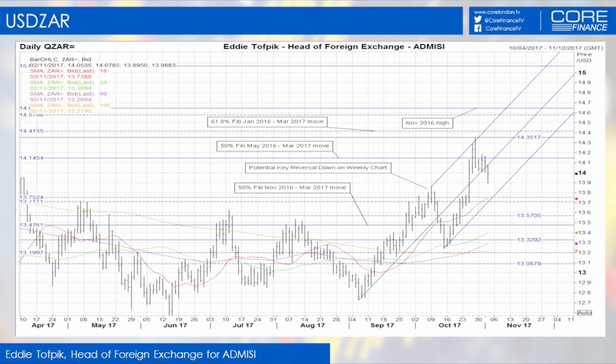All the moving averages are pointing higher. They're now starting to sort of spread out because we're getting a bit of a trend, whereas since April we've really just gone sideways. The key one to bear in mind in the short term is 1445.5. That's the Fibonacci level from March 16, March 17.